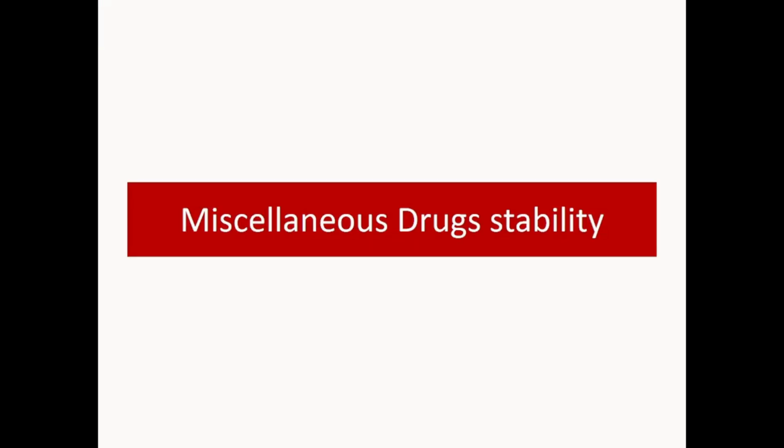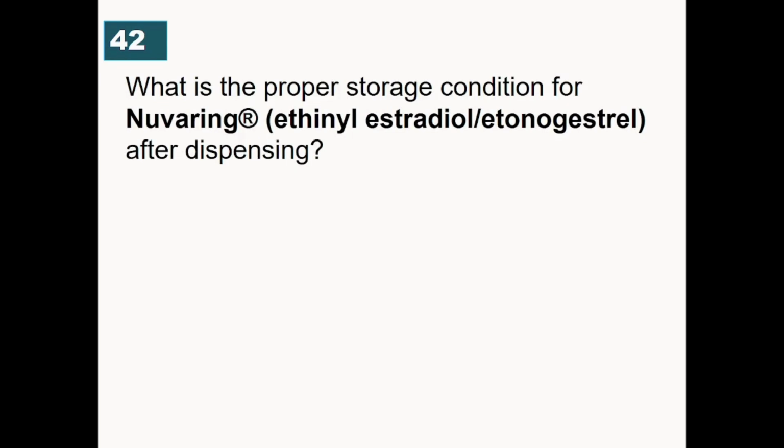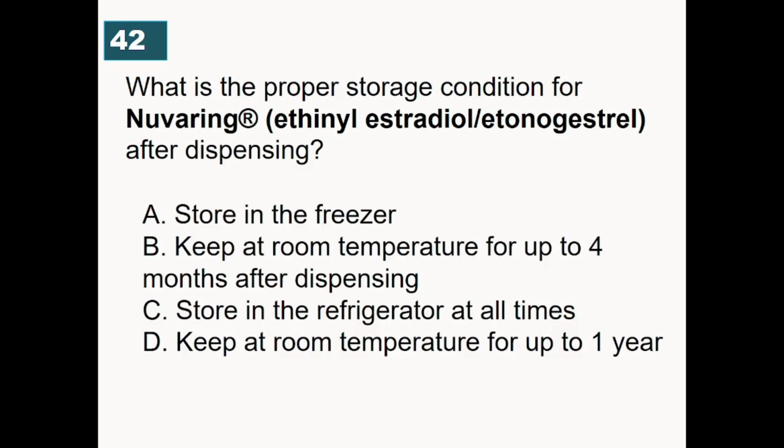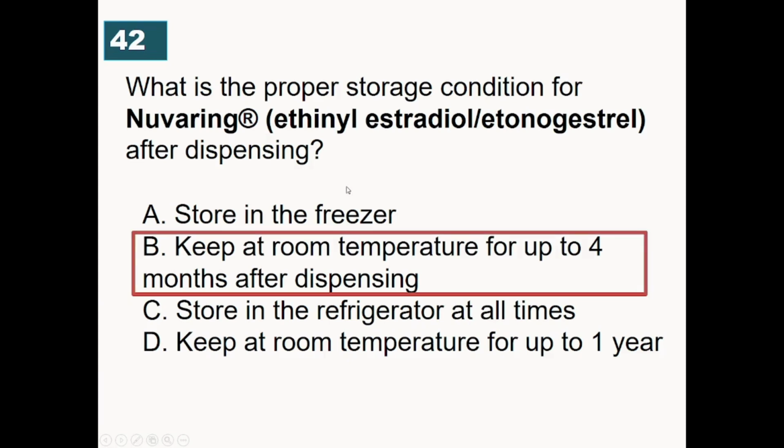Next, miscellaneous drug questions. What is the proper storage condition of NuvaRing, ethinyl estradiol and etonogestrel, a vaginal ring for hormonal contraception? A. Stored in the freezer. B. Keep at room temperature for up to 4 months after dispensing. C. Store in the refrigerator all the time. D. Keep at room temperature up to 1 year. The correct answer is keep at room temperature for up to 4 months after dispensing.